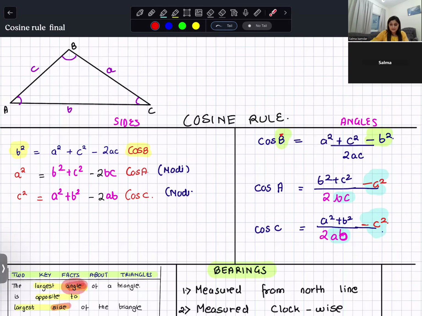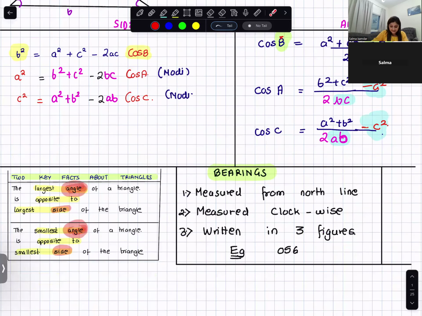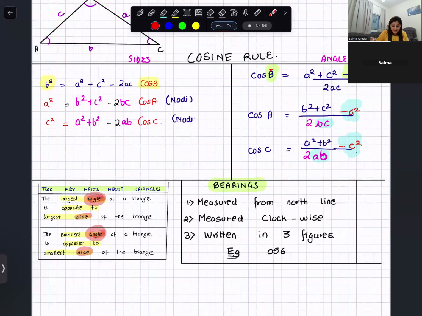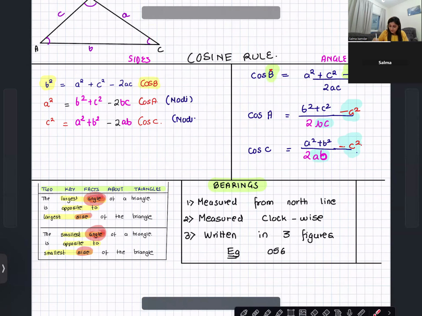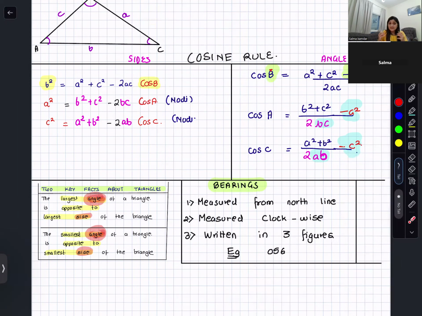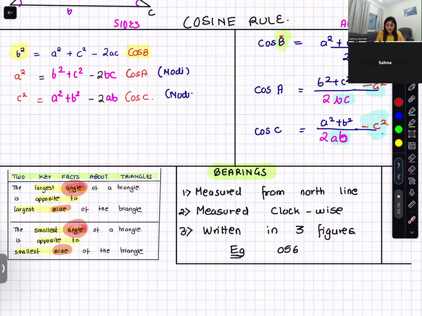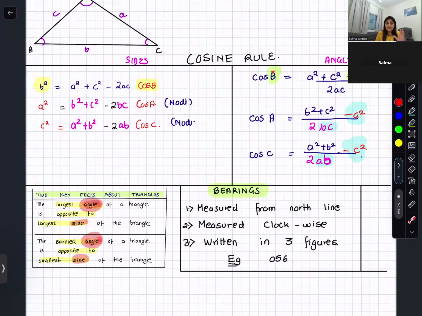Keeping these formulas in mind, there is another hint that is attached: the key facts about triangles. What is the key fact about triangles? The largest angle of your triangle would be opposite to the largest side. Your smallest angle would be opposite to the smallest side of the triangle. So these are certain key facts. Remember, you can apply the cosine rule to find sides and angles only if your triangle is a non-right angle triangle.